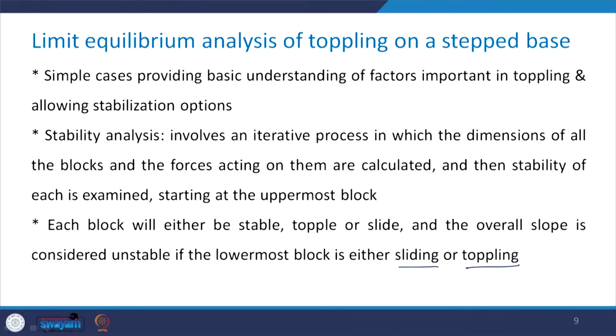Now, each block can either be stable, it can topple, or it can slide, and the overall slope would be considered unstable if the lowermost block is either sliding or toppling. So, we need to be careful that in case the lowermost block is either sliding or toppling, the overall slope is to be considered as unstable.